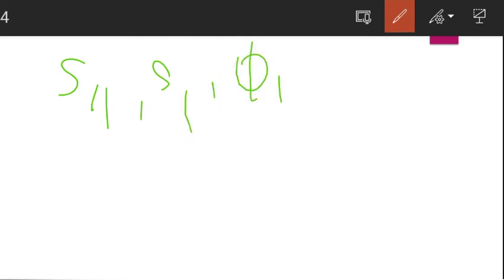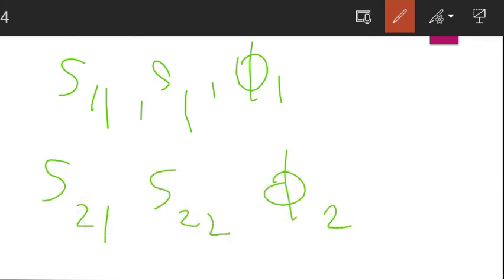So from the second step, we will be getting S21, S22, and phi 2. Here we will be considering only the second as well as the first signals. All others will be zero. That is, for the second signal we can consider that S2 of t is equal to S21 phi 1 of t plus S22 into phi 2 of t up to S2n into phi n of t.